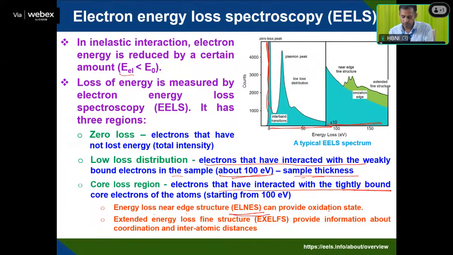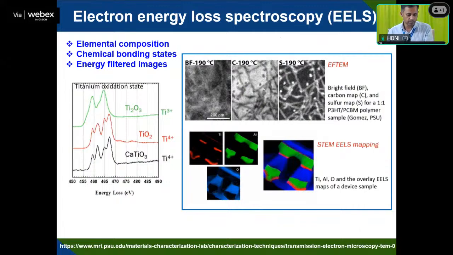Here ELNES provides you the oxidation state of the material, and like EXAFS in X-ray absorption spectroscopy, you will get EXELFS, the extended energy loss fine structure. That provides information about the coordination number or atomic distances, like symmetry and coordination. Those information you can also get by using EELS spectroscopy in the TEM, the transmission electron microscope.